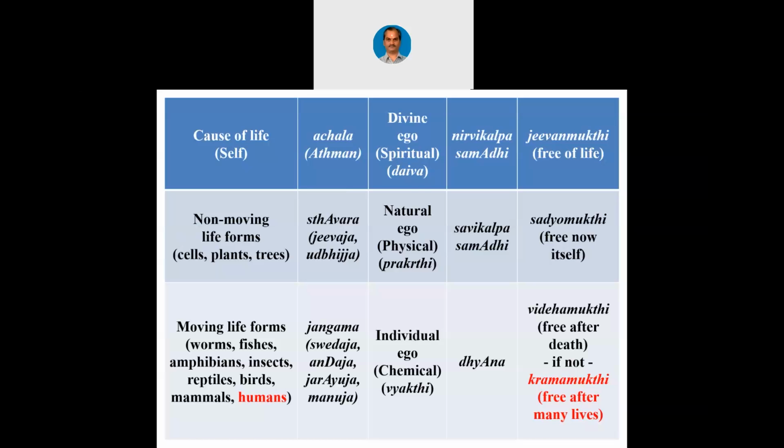So now, individual ego is of chemical nature, natural ego is of physical nature, and the divine ego is of spiritual nature. So in that case, how do spiritual masters realize these things? They have realized these things.